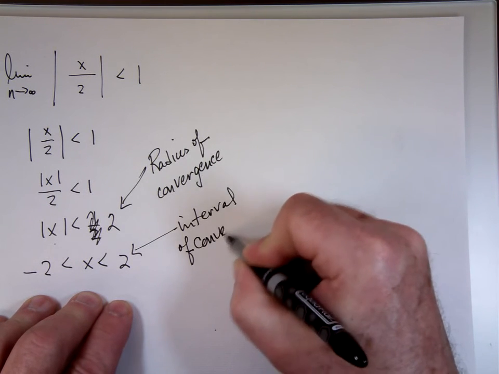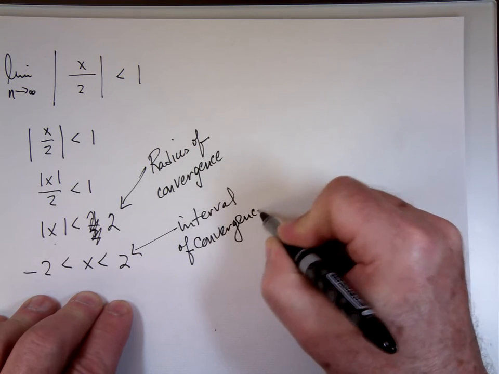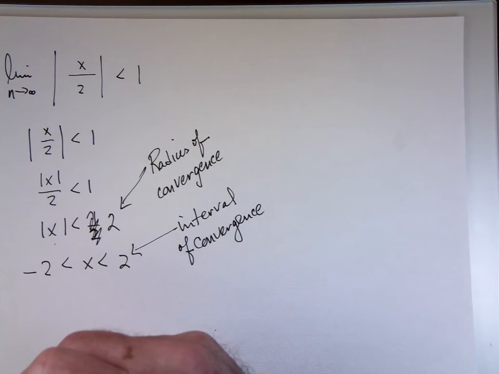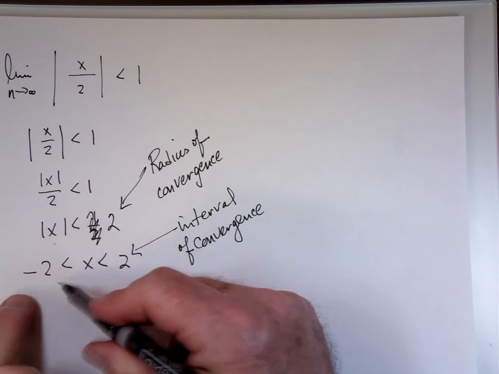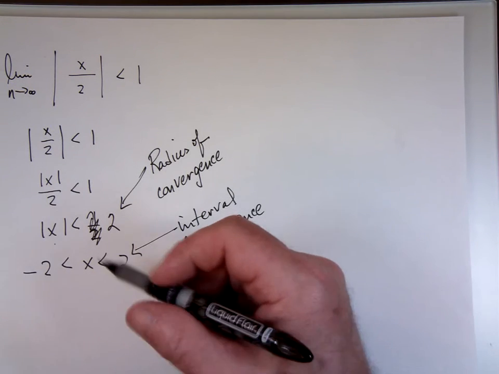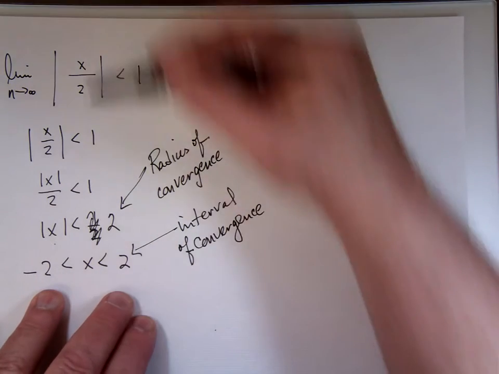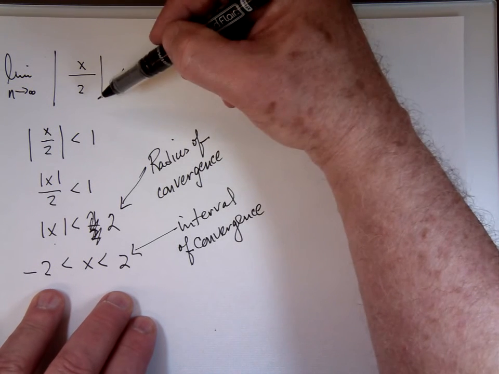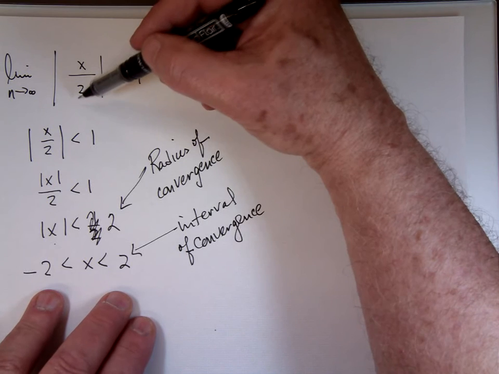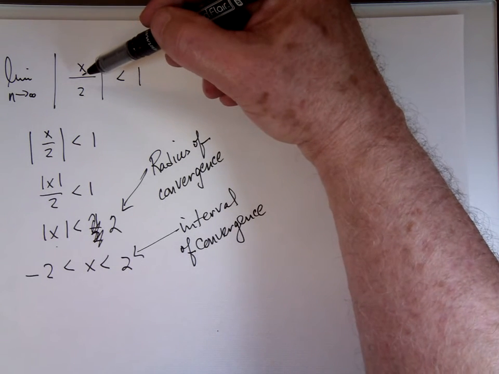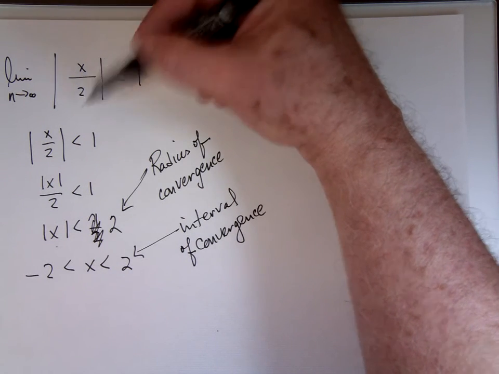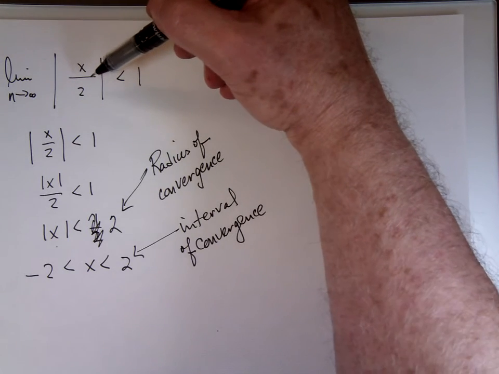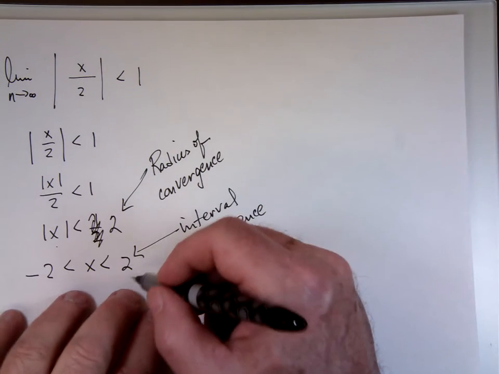Okay. There's one thing, however, the endpoints. What happens at the endpoints? When x is 2 or -2, when I put a 2 or -2 in here for x, the absolute value of 2 over 2 or -2 over 2 is equal to 1. And what happens to the ratio test if that limit is equal to 1? Fail. It fails.